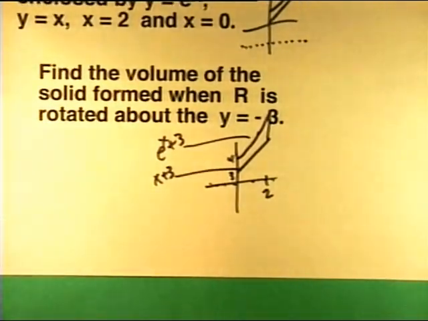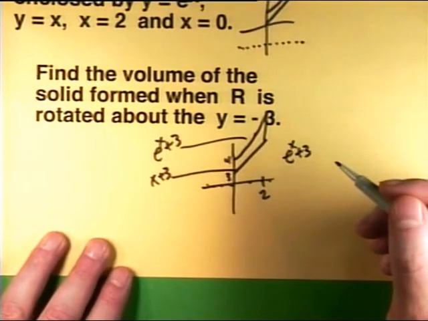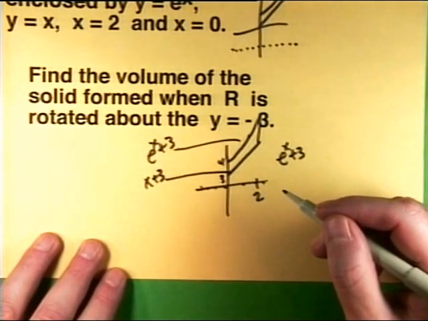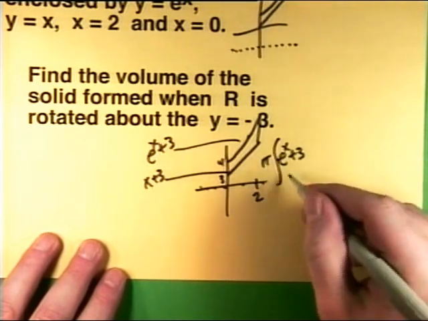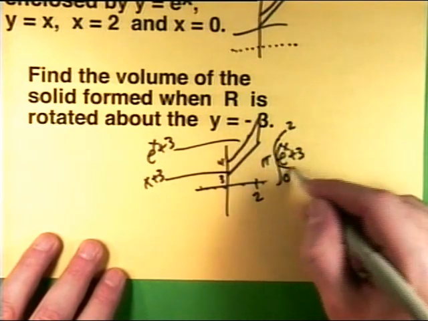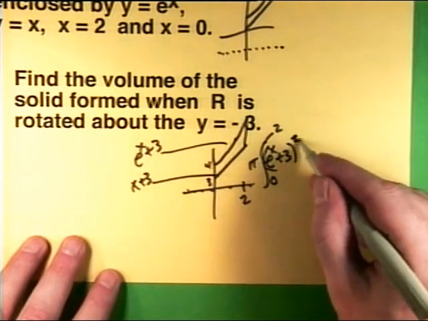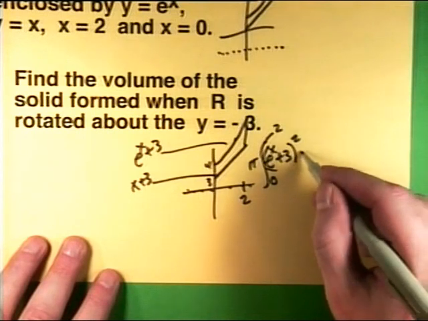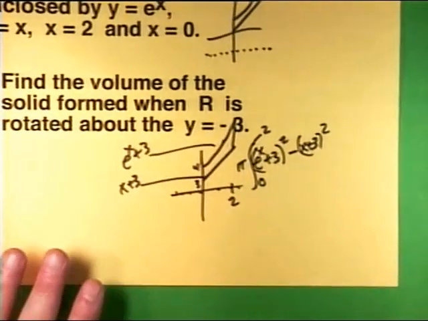So what are we going to do? We're rotating this region about the x-axis. Put the plus 3 down on e to the x. What do I write? It's e to the x plus 3. Volume equals pi, integrating from 0 to 2, of e to the x plus 3, all squared, minus x plus 3 squared. Okay, good job. And that's all you do, and then times dx.